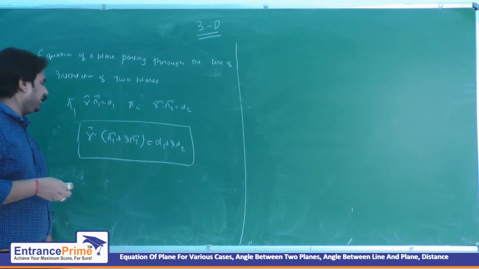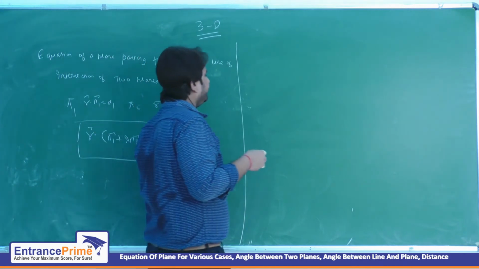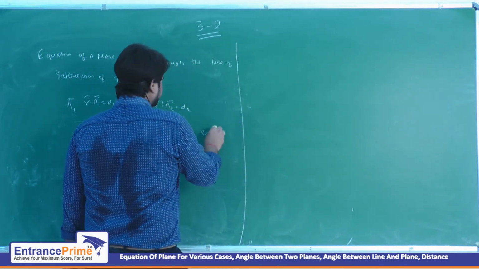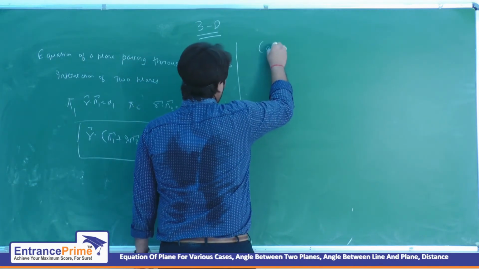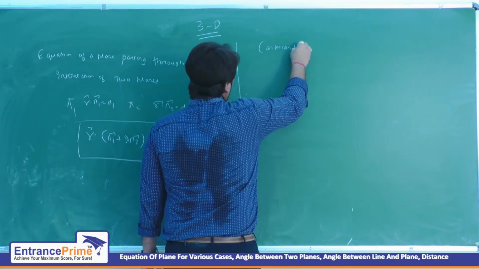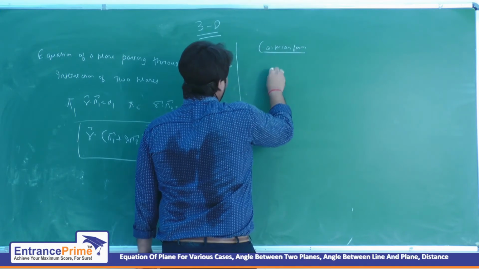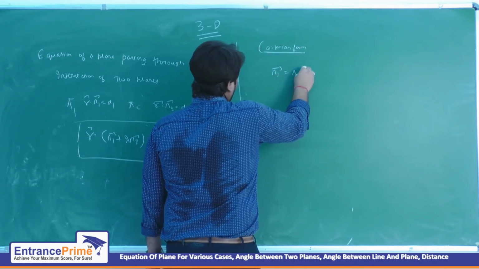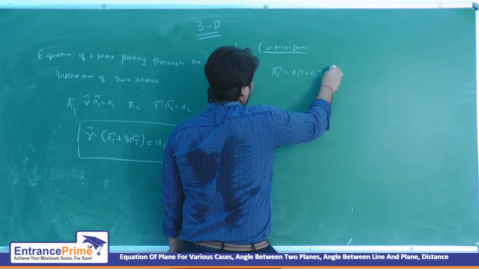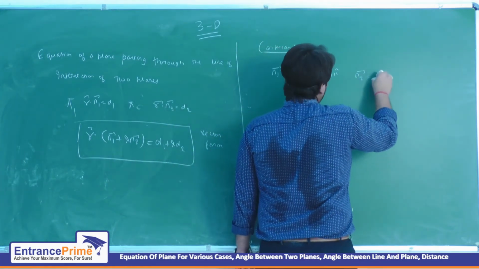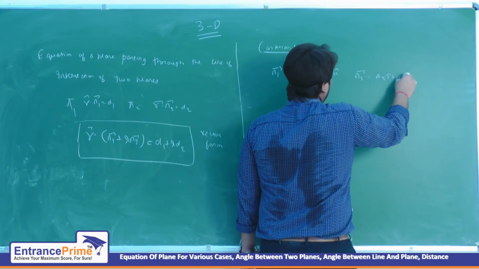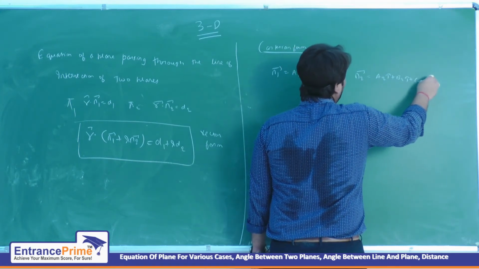If you want to convert it into Cartesian form, this is your vector form. And to convert into Cartesian form, we will take the n1 vector as a1 i cap plus b1 j cap plus c1 k cap, and your n2 vector is a2 i cap plus b2 j cap plus c2 k cap.